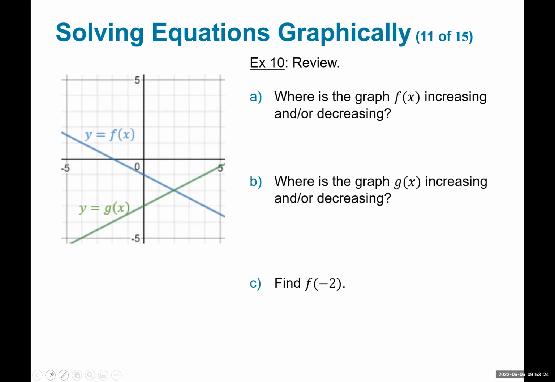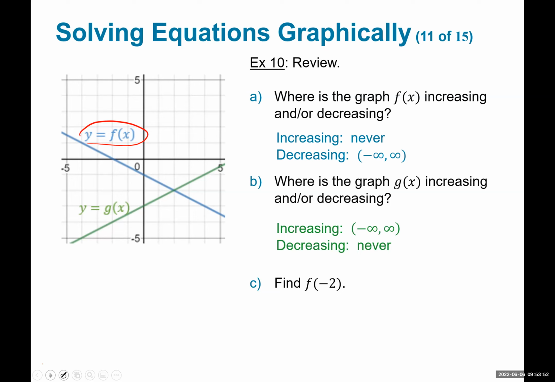Okay, example 11. Is the graph of f of x increasing or decreasing? So f of x is this blue one. It looks like it's decreasing the whole time. It doesn't look like it's ever increasing. So in this case, decreasing, we would say negative infinity to positive infinity, but increasing is never. The green one is just the opposite. It's increasing from negative infinity to positive infinity, and it's never decreasing.